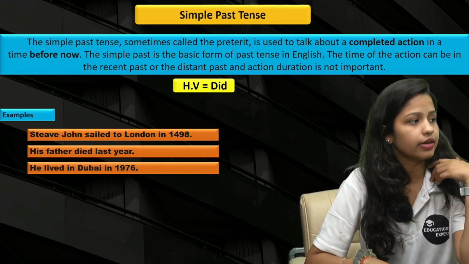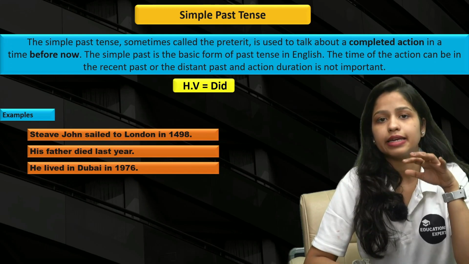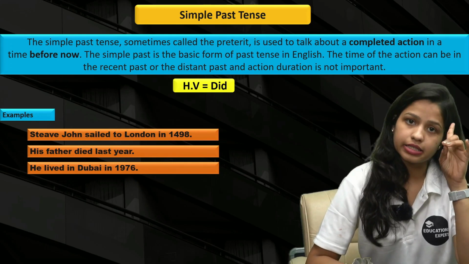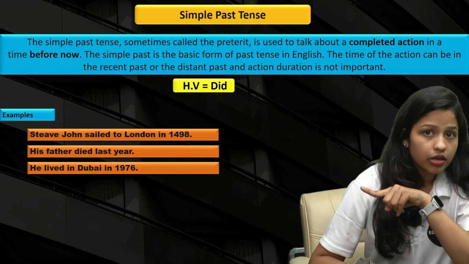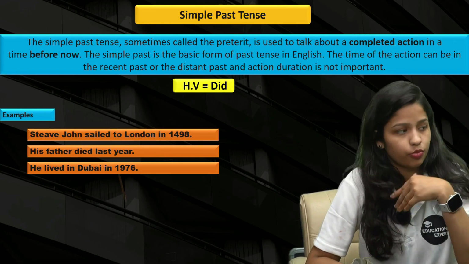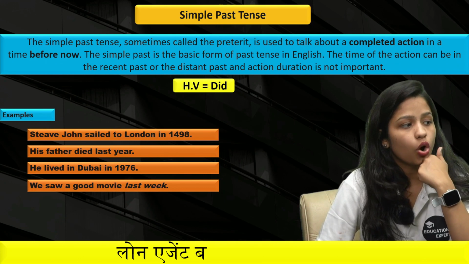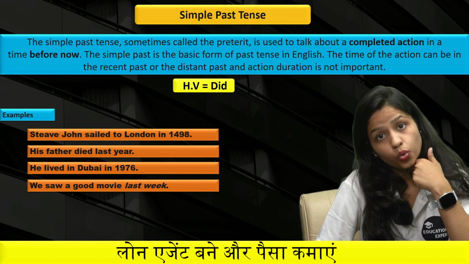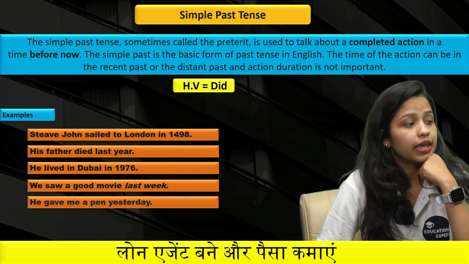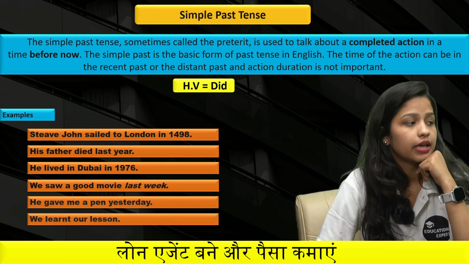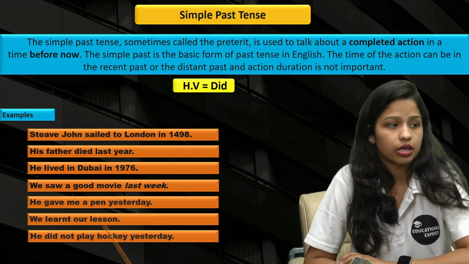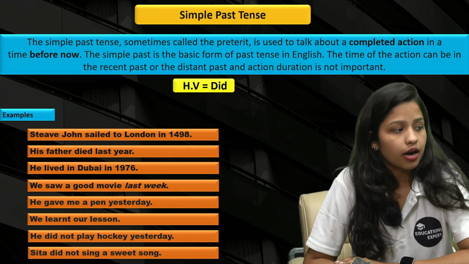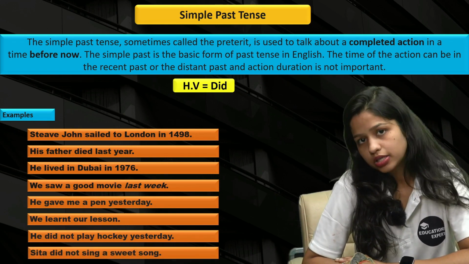Next up we have: he lived in Dubai in 1976. In 1976, he used to live in Dubai. He lived in Dubai in 1976. Both are correct. We saw a movie last week. He gave me a pen yesterday. We learnt our lesson. He did not play hockey yesterday. Sita did not sing a sweet song.